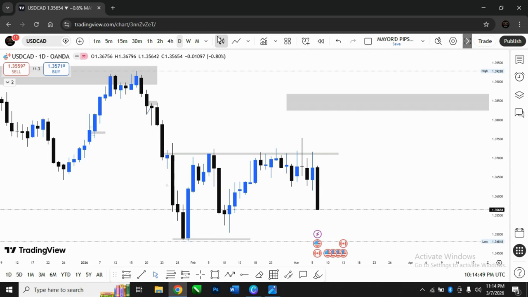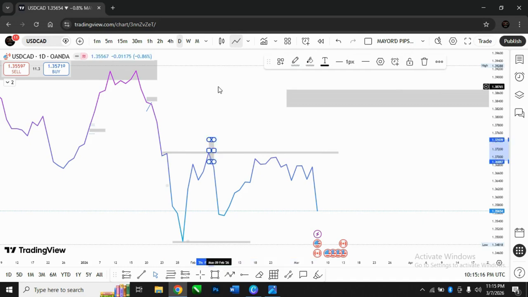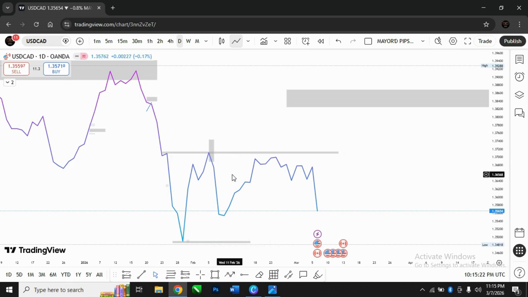And the reason why you should use a line chart to draw your support and resistance is that, let's say for instance, this market traded to this area and broke this level with a candle body. And then after breaking this level with a candle body, it bounced back like this and then rejected this area, continuing to the upside.